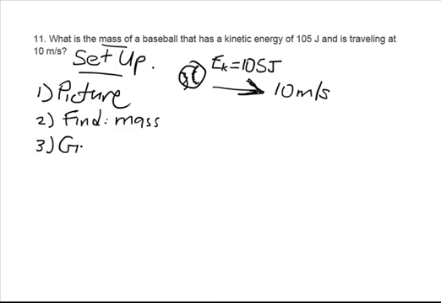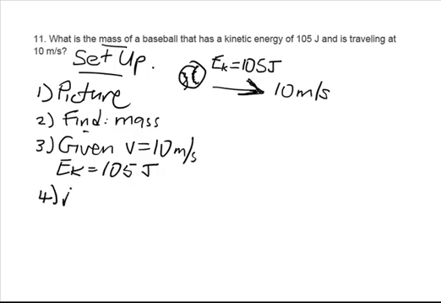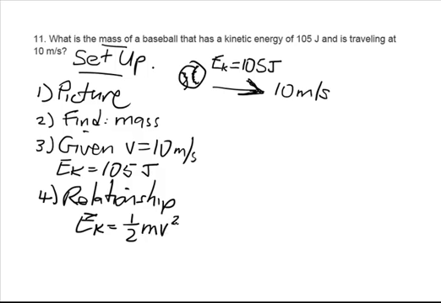3, what are we given? Hey, we're given the velocity of 10 meters per second, and we have a kinetic energy of 105 joules. Okay. It's a, let's see, it's a kinetic energy problem. Gravity doesn't enter into this. Okay, and for our relationship, it's the same relationship that we've had before for kinetic energy, that our energy kinetic is 1/2 times mass times velocity squared.